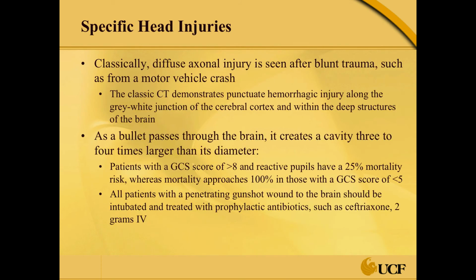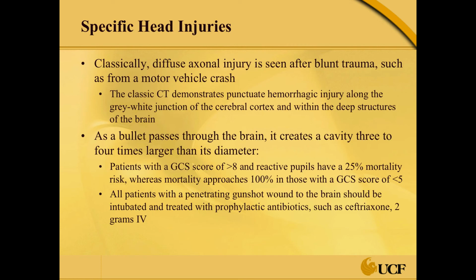Classically, a diffuse axonal injury is seen after a blunt trauma, and we already looked at the CAT scans for all of these, so just look back and think back. But with diffuse axonal injury, the CT usually shows a punctate hemorrhagic injury along the gray-white junction of the cerebral cortex and the deep structures. Remember, we looked at that CT scan, and you saw that the gyri and the sulci were really kind of gone. They were meshed together, if you will, in a diffuse axonal injury. You see that same finding in diffuse edema as well.